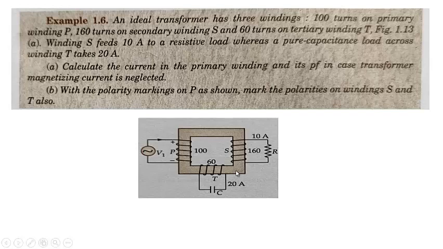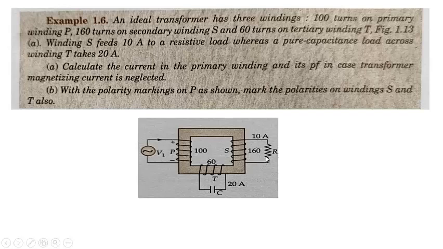Now I will calculate the currents in the primary. I will do it in two ways. First way, I will assume that there is not any tertiary winding. There is only the secondary winding and the primary winding. So we know the current in the secondary winding. The relationship is I1 by I2 equal to N2 by N1. So I1 will be equal to N2, that is 160, divided by N1, that is 100, into 10. It comes out to be 16 amperes.